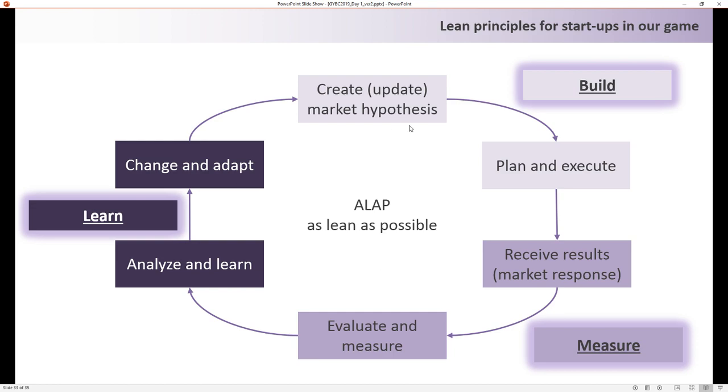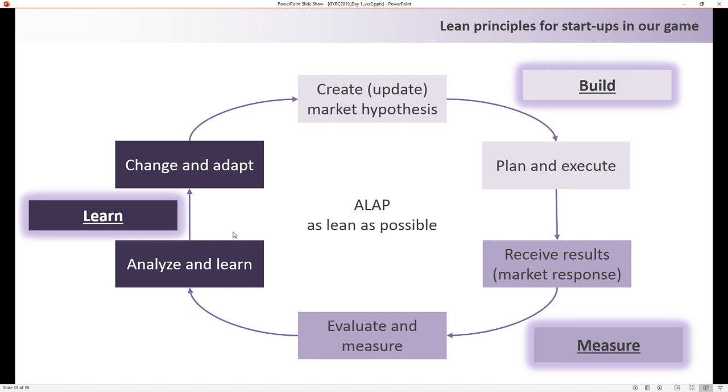First and foremost, there's a certain hypothesis, the market hypothesis you create. An idea, a business idea. You find certain goods and maybe you think you should make a plan and execute it to make money. After recalculation, you will receive the results, a certain market response. And this is where you will have to evaluate and measure the results and think through what went wrong, what did work and what didn't work.